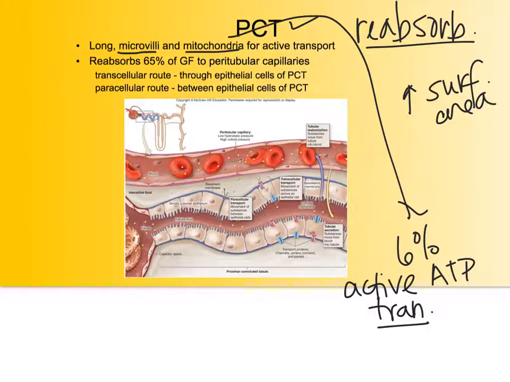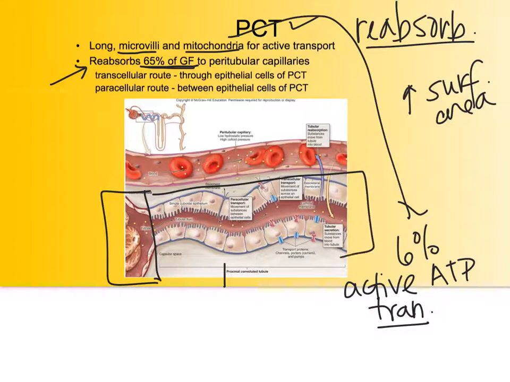Now, 65% of the glomerular filtrate is going to be reabsorbed, or picked back up in the peritubular capillaries at the PCT. On this picture, this is representing the PCT. There's the glomerulus, and here's the PCT. Here are the peritubular capillaries that are wrapped around it. We're only focusing on this part of the nephron right now. 65% of everything gets reabsorbed here, so it's going back into the blood.